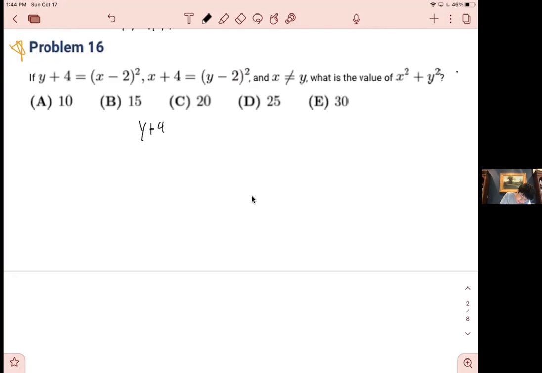So y plus 4 equals x minus 2 squared, which equals x squared minus 4x plus 4. Canceling 4 from both sides means that y equals x squared minus 4x. And the other equation gives us that x equals y squared minus 4y.